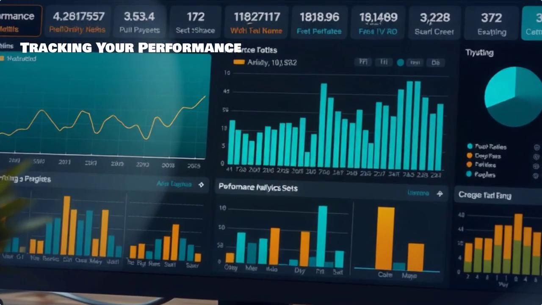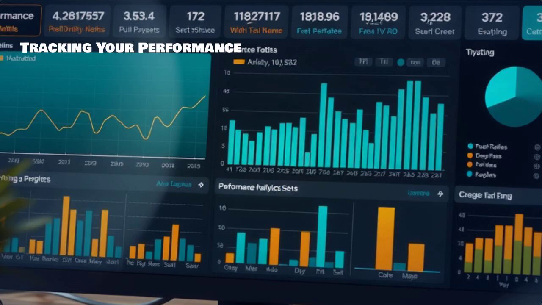Monitoring your performance helps improve your trading skills. We'll look at the available analytics tools to aid in this.